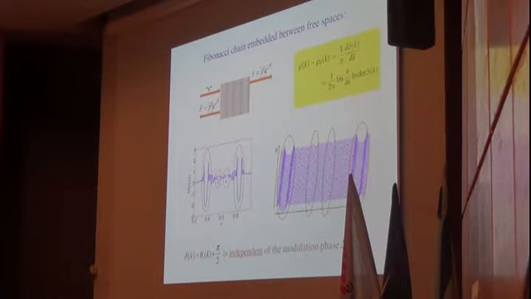Now, if you apply it for the Fibonacci chain, this is the density of states that we obtained. That's what I showed before. And indeed, you see that if you change phi, the spectrum is absolutely independent of phi. The spectrum remains absolutely the same, which means that the total phase shift is independent of the modulation phase delta phi. Independent. So, different structure, but the same spectrum.